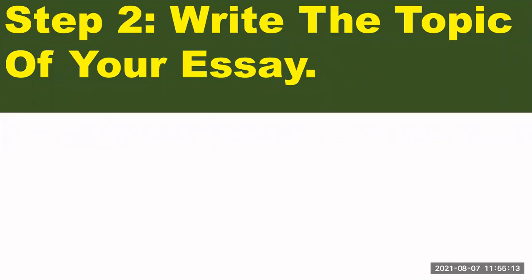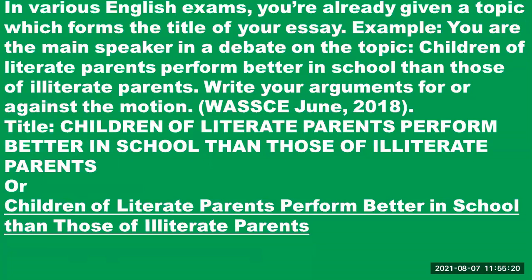Then step number 2 is write the topic of your essay. Of course, you have to write the topic. Of course, we have seen that that's the starting point in the features that we analyzed. So when you begin to actually write your essay, the first thing you write is the topic or the heading or the title. So in various English exams, you're already given a topic which forms the title of your essay.